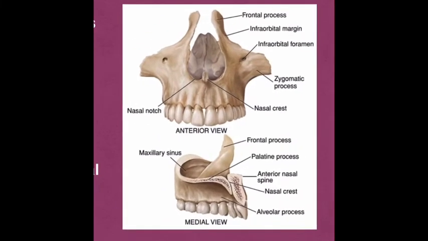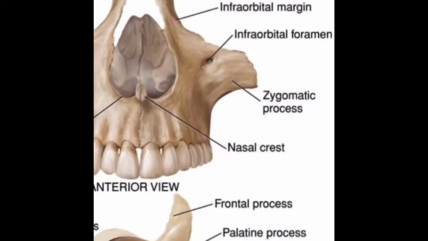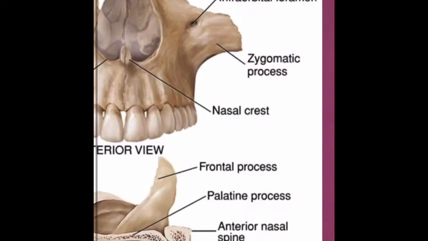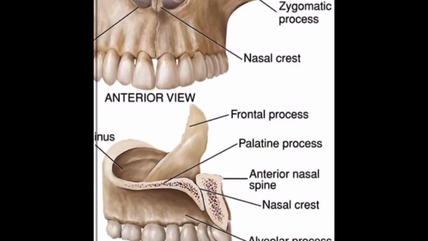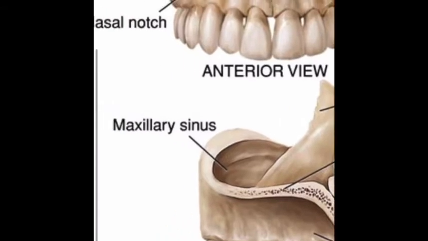بالنسبة للprocesses مثل ما عندنا هنا من ناحية الانتيريور view اللي هي frontal process الموجودة أول وحدة وzygomatic process. وهنا من ناحية الميدل view هنا الفرونتال process والبالاتين process يعني. وأيضا راح نتكلم عن الماكسيلاري سينيوس.